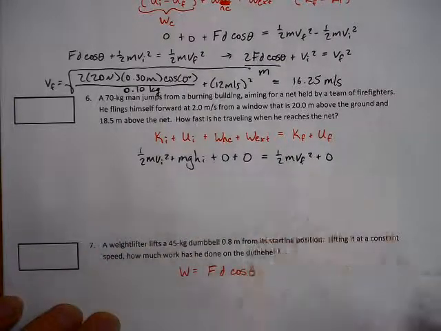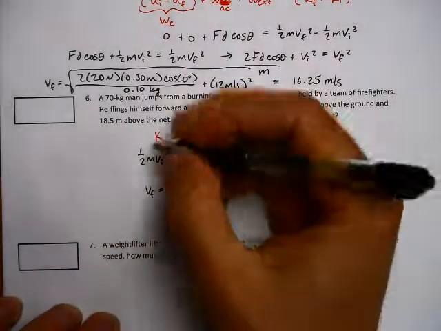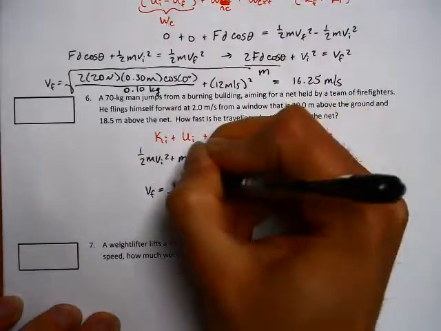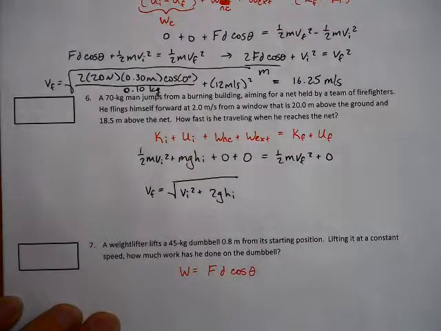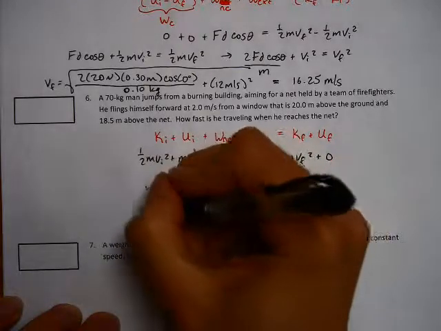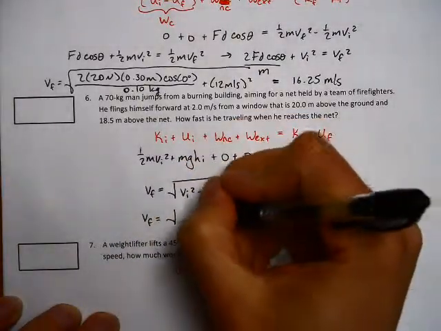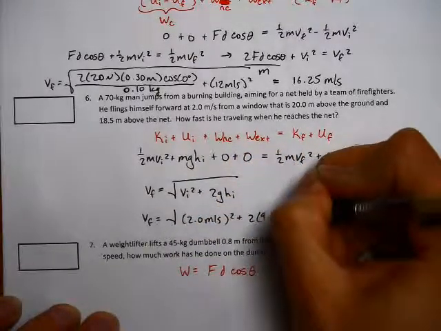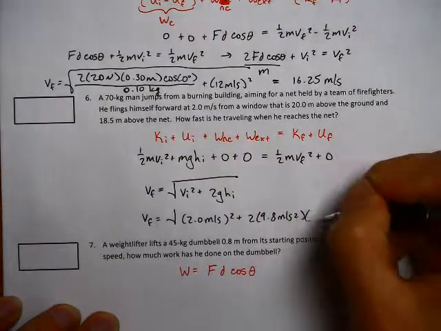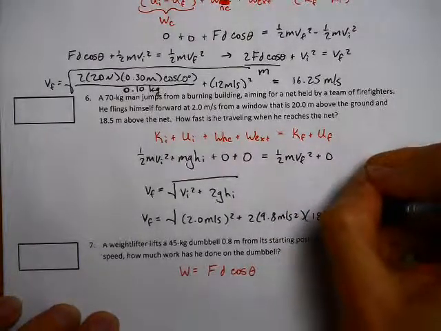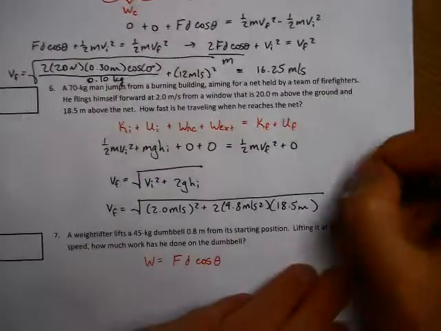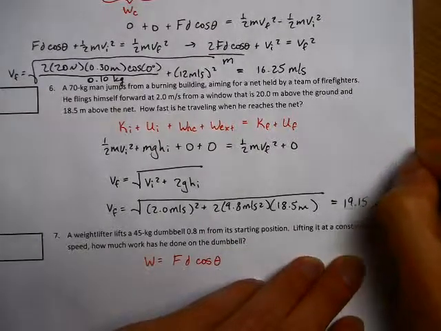Do it the other way and you'll see you get the same final answer. We've already solved a problem like this. We get vf is equal to the square root of vi squared plus 2g hi. That is, vf is equal to the square root of 2.0 meters per second squared plus 2 times 9.8 meters per second squared times the height of 18.5 meters. And that comes out to 19.15 meters per second.